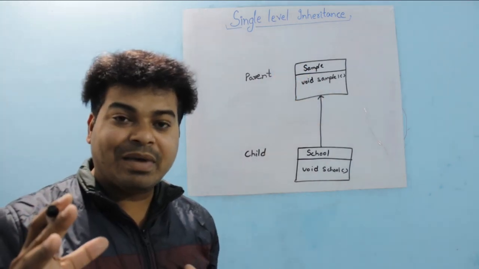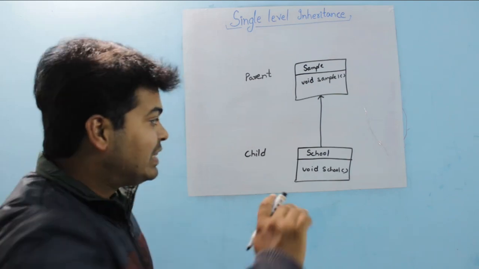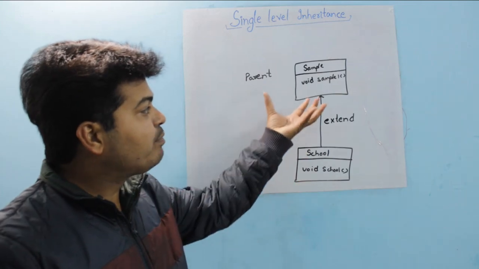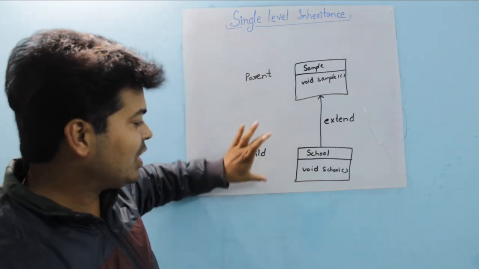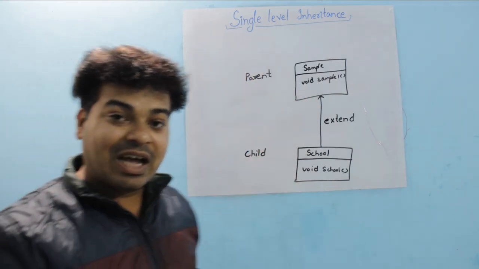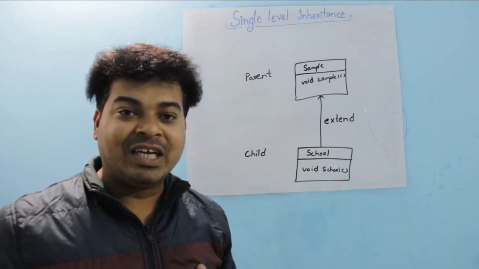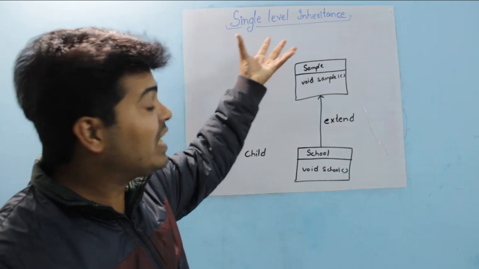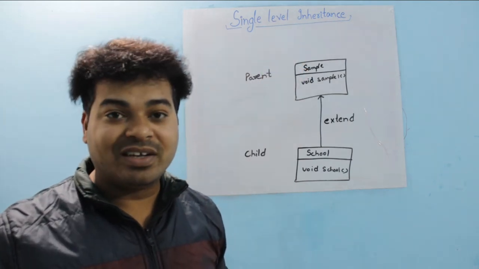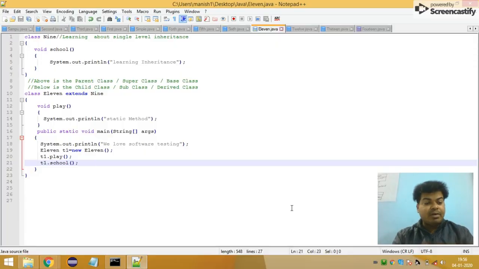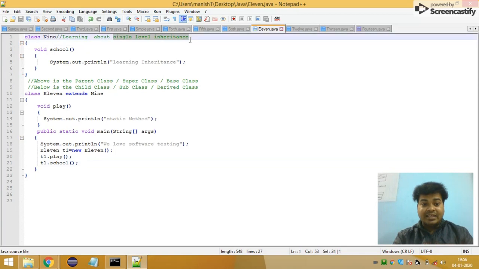And as I said in my inheritance video, extends is the keyword which is used to inherit the properties of the parent class to the child class. Now let's write a program, compile and interpret it to understand the importance of single level inheritance in the real world, so that you understand each and everything. So guys, this is the program I've written for you to help you understand single level inheritance.